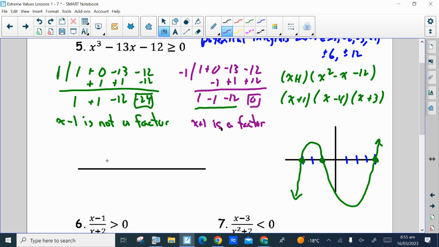So we want to know again, where is this graph on or above the x-axis? So between negative 3 and negative 1 it is, as well as after positive 4. On or above, meaning you can include the endpoint values in your domain, but for positive 4, you'll have an arrow going off to the right.